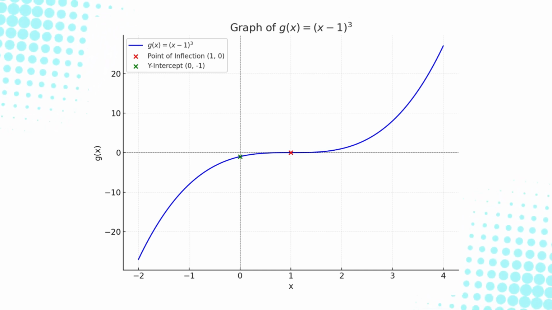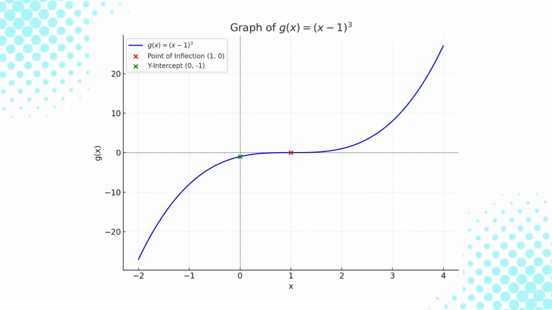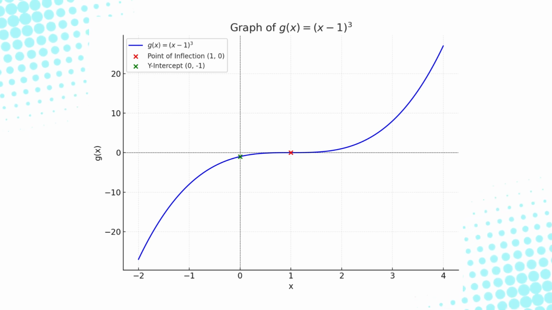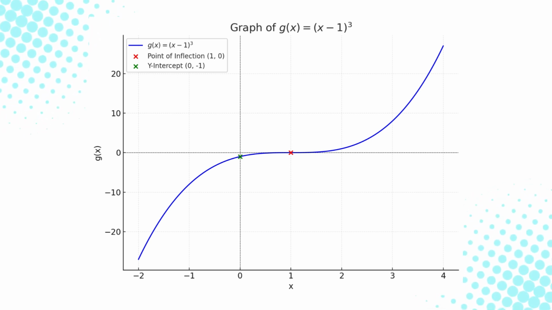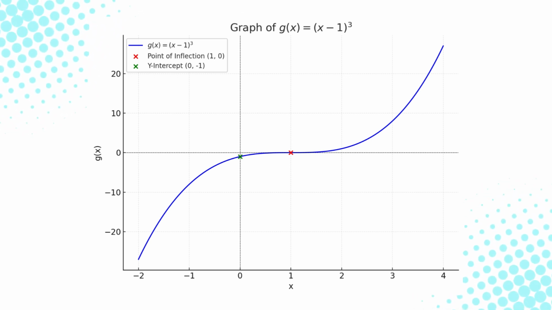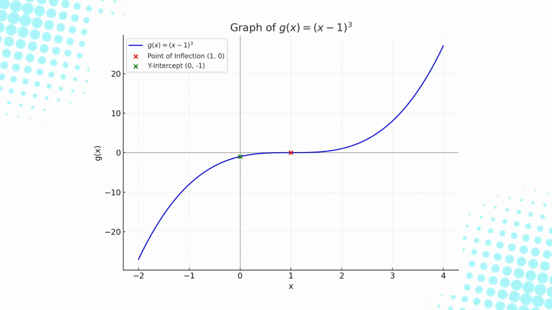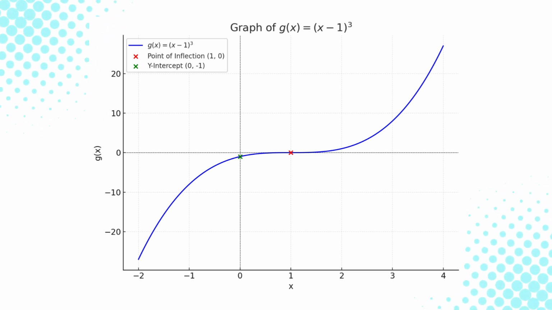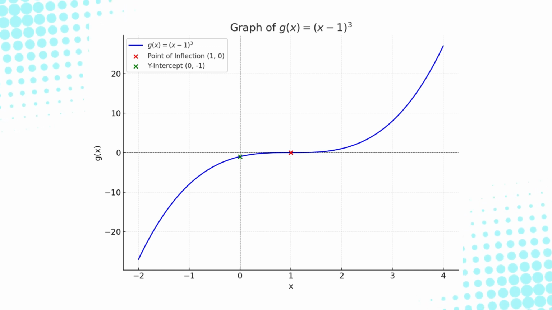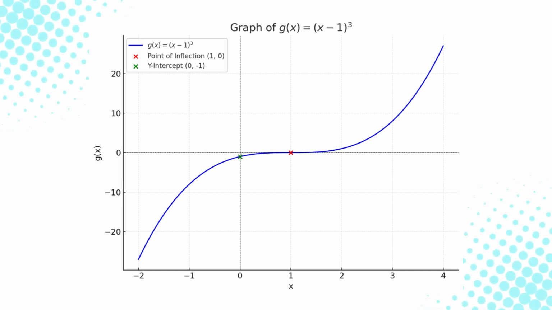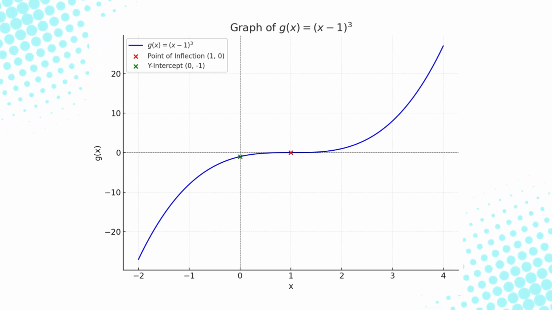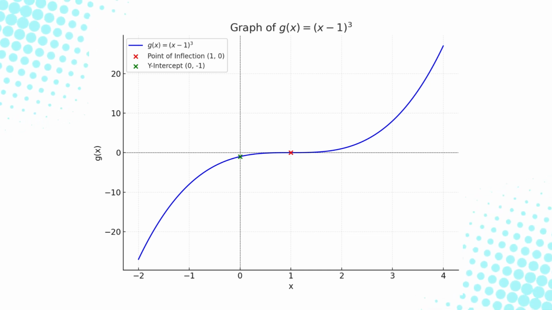As for our point of inflection, the graph has a point of inflection at (1, 0), where the concavity changes. To the left of x equals 1, the graph is concave down. To the right of x equals 1, the graph is concave up.